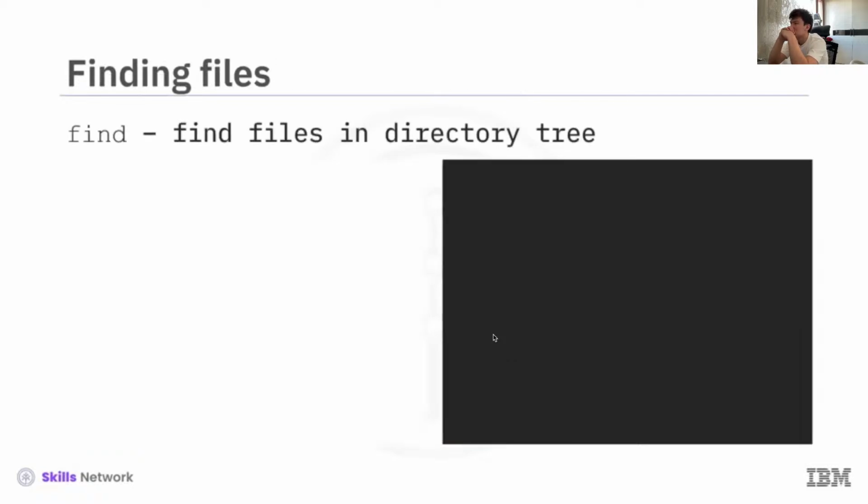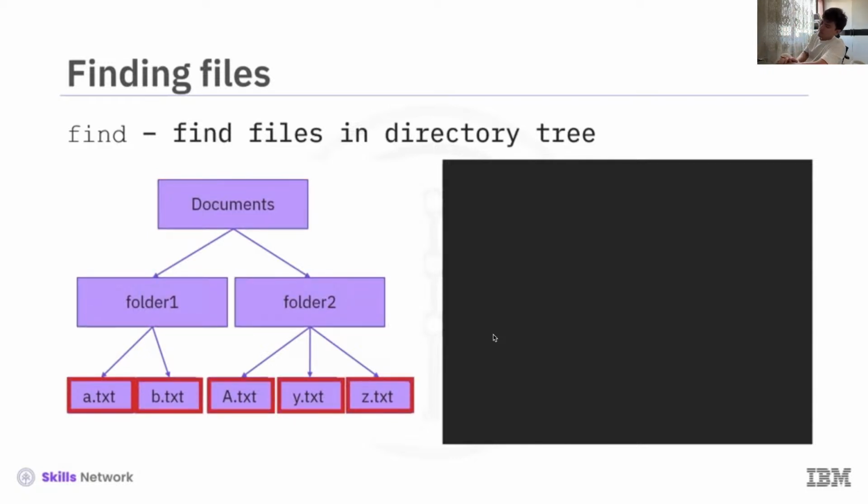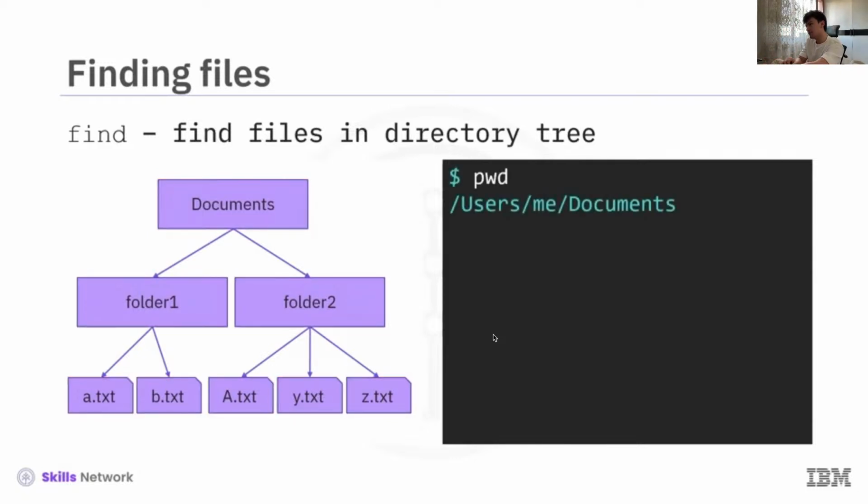Lastly, the find command is a powerful tool that will return the path to every file that matches a user-specified criterion. Suppose your Documents folder has a file structure as shown, 2 subfolders, each containing a few files. Let's say you're working in your Documents folder and want to find the paths of all files named a.txt within your working directory. To do so, type find . -name a.txt. The dot argument means search within here, so the command will only search within your current working directory.